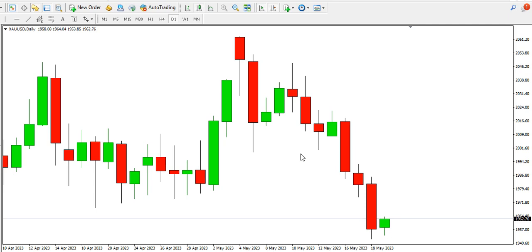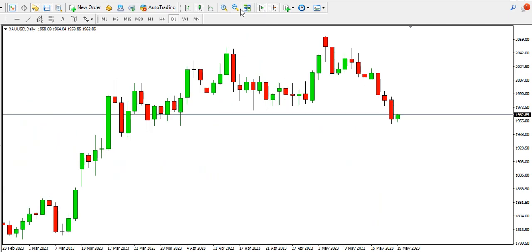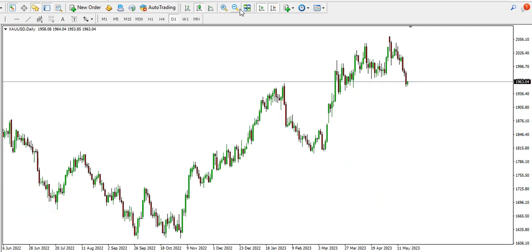Hi guys, you are welcome to another video on how to trade gold, GBP/USD and Euro/USD on the smaller time frames. But before we look at the smaller time frames, we are going to quickly look at what has happened on the higher time frames. I'm on gold, and the overall direction of gold on the daily time frame is bullish.